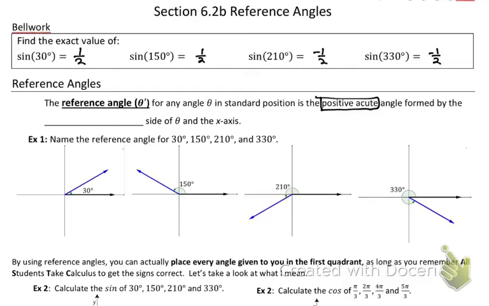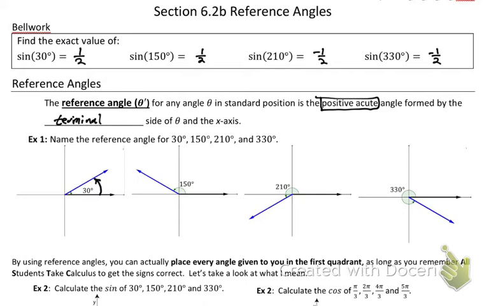Between 0 and 90 degrees, the reference angle is the angle formed by the terminal side of theta and the x-axis. So if we look at 30 degrees, the reference angle of 30 degrees is actually the quickest way to get to the x-axis. That's my advice to you. It's the quickest way to the x-axis, which is still 30 degrees.